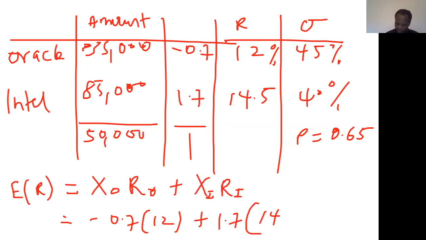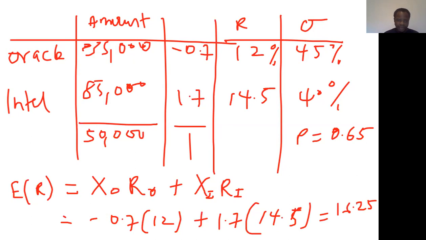so minus 0.7 into bracket 12, plus 1.7 into bracket 14.5, that gives you 16.25%. So this becomes the expected return, 16.25%.